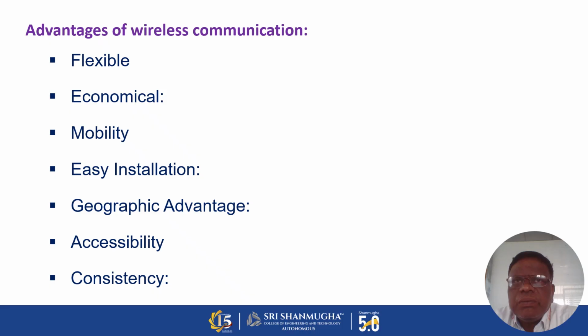The best example is mobile communication systems, where 10,000 or 50,000 persons use mobiles, and the communication is fast, transmitted from one place to other places, and the installation cost is very low, and it is more flexible and accessible. These are the main advantages of wireless communication systems.